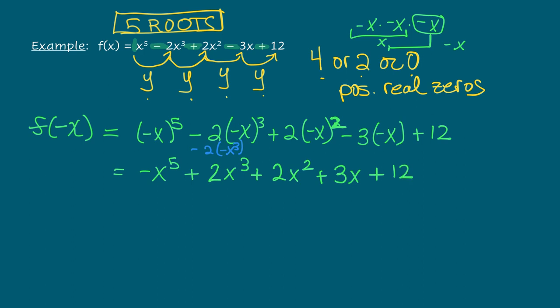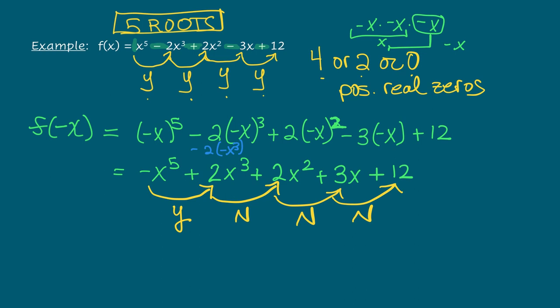So now I can count my sign changes. I should have negative x to the 5th here to a positive, so yes, there's a sign change. From my 2x cubed to my 2x squared, there is no sign change. From the 2x squared to the 3x, there is no sign change. And between the last two terms, there is no sign change. So I only had one sign change. I have one negative real zero.